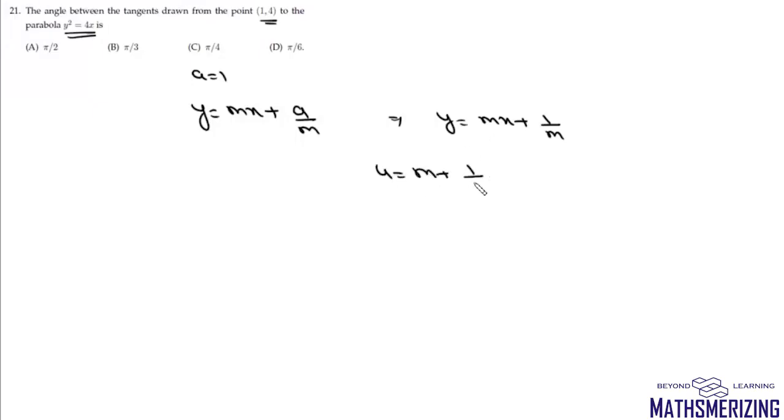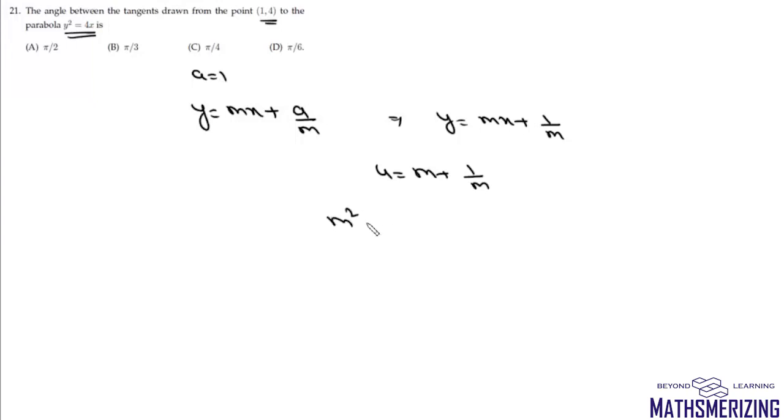Now question number 21 is, we need to find the angle between tangents drawn from the point (1, 4) to the parabola y square equals 4x. Now for this parabola, the value of a is 1. We know that the equation of a tangent is given by y equals mx plus a by m. In this case, the value of a is 1, so the equation of tangent will be y equals mx plus 1 by m. Now we need tangents which pass through the point (1, 4), so we'll put the value of x as 1 and y as 4. So it will be 4 equals m plus 1 upon m.